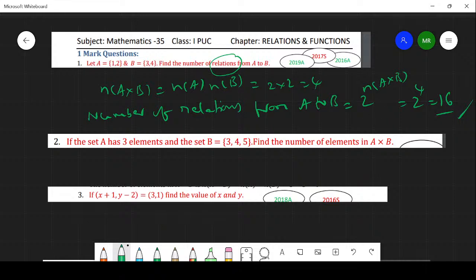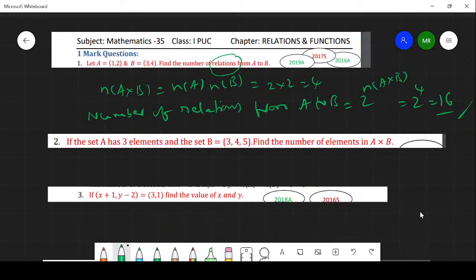The second one. While I am doing this, if you have any doubt, please share in the chat box. If you want me to repeat the problem, definitely I will repeat it. Now you can see the next problem I am going to explain. Now see the next one.